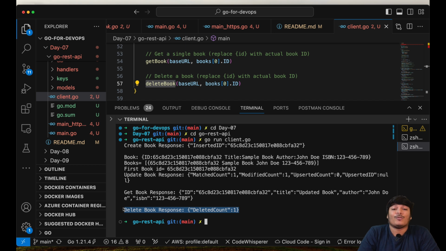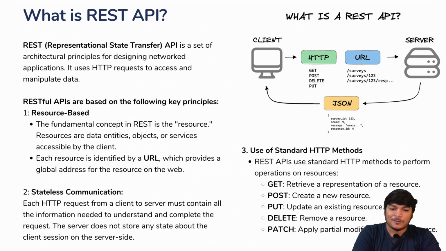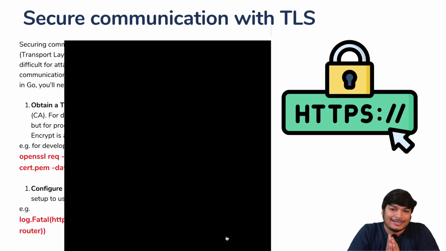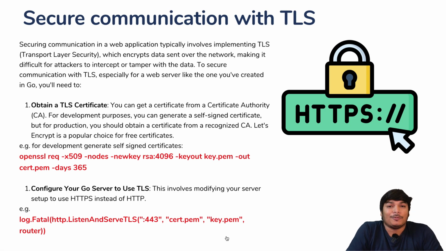So this is how we can interact with the APIs via Go code as well. And this is important because as a DevOps engineer, we have to interact with external APIs, multiple APIs at once. Okay, this is very handy that way. Now, the final part of the session, which is secure communication with TLS.